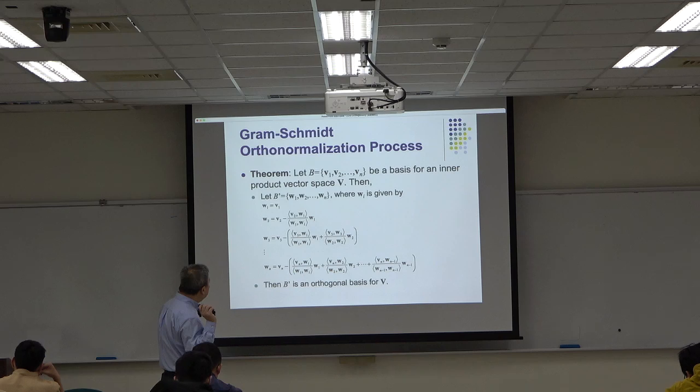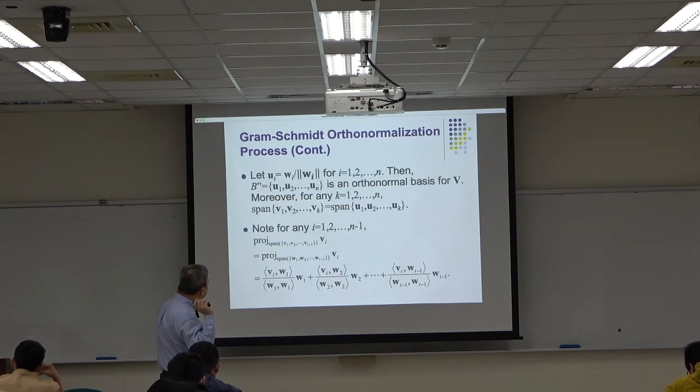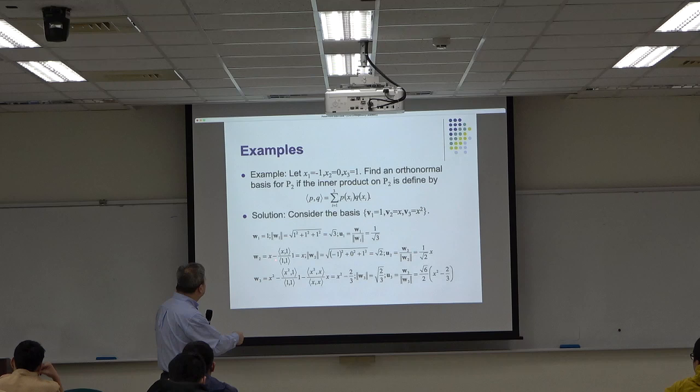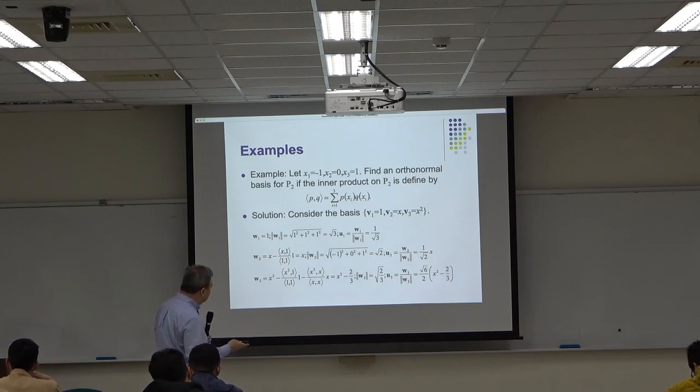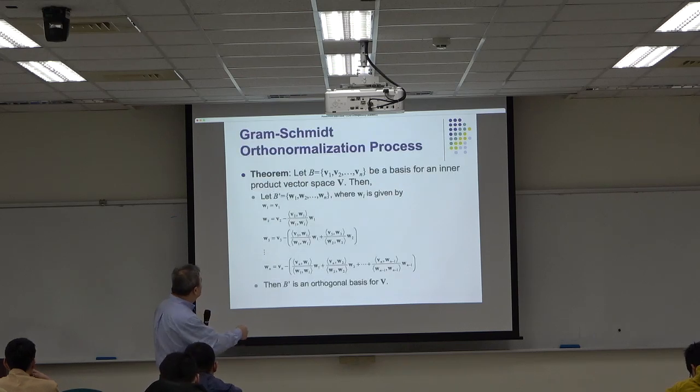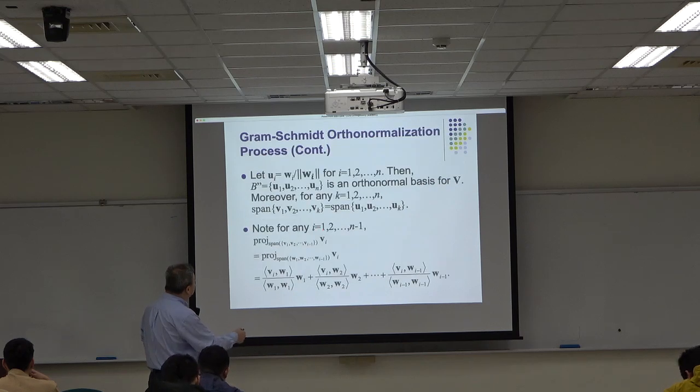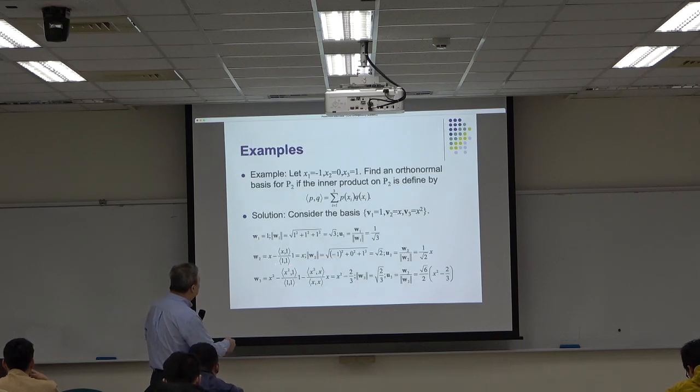Then W2 will be V2, which is x, minus the inner product term. We just follow this formula, getting rid of the projection of Vi on the previous vector space. So that's this one.